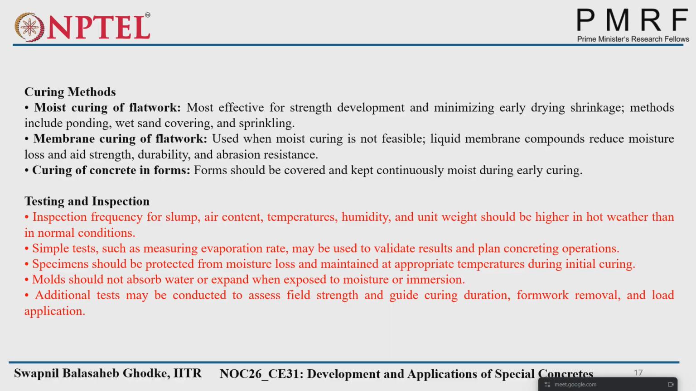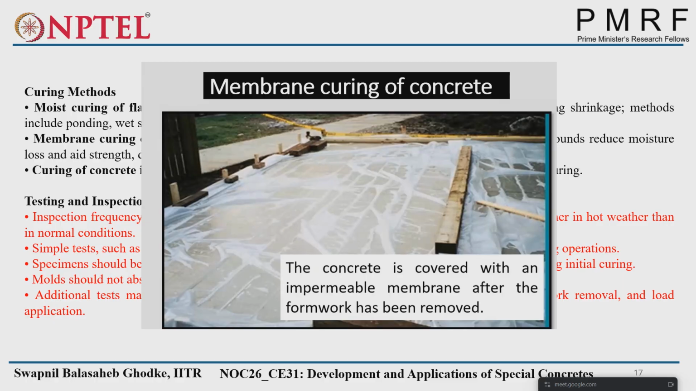So those are the conditions we have to visualize, and we have to take care of that. We have to decide whether we can go for continuous construction, or we have to wait for certain days. So these are the visual inspections or testing we have to do. You see this type of membrane concrete curing we are doing. This is the membrane placed over the surface of the rigid pavement.